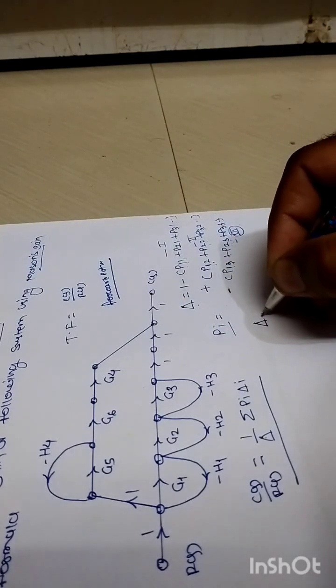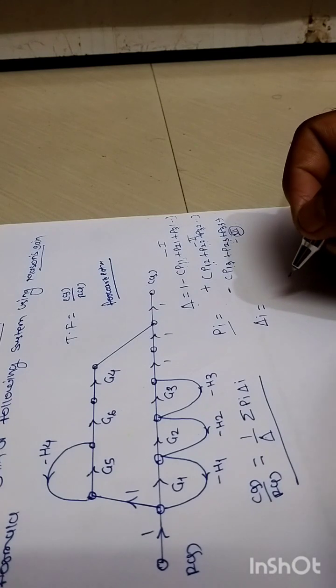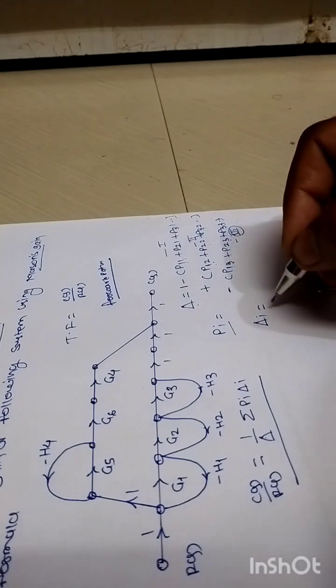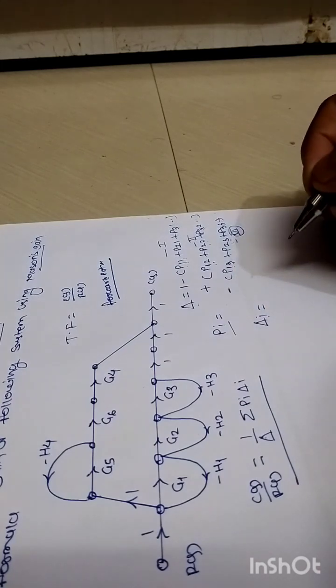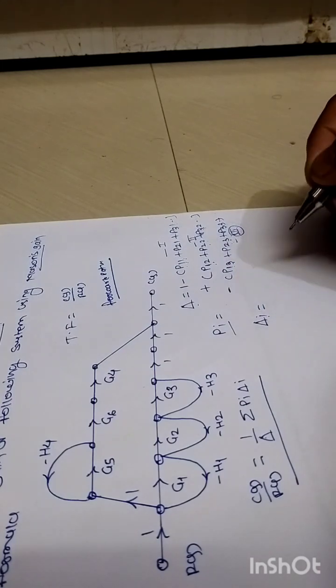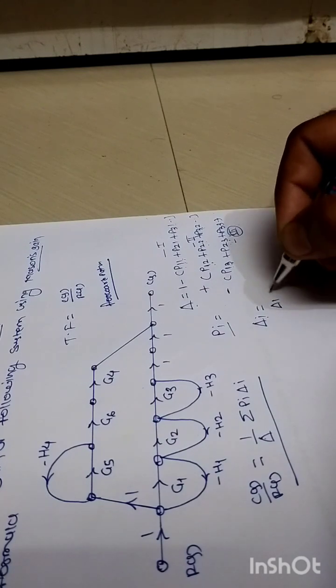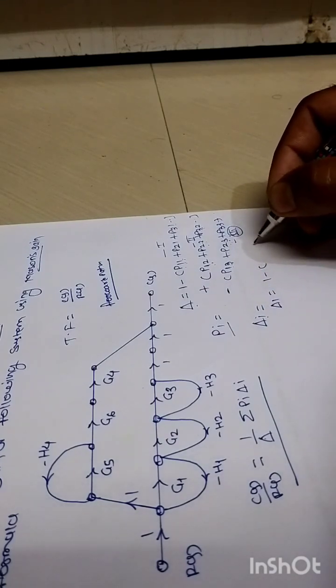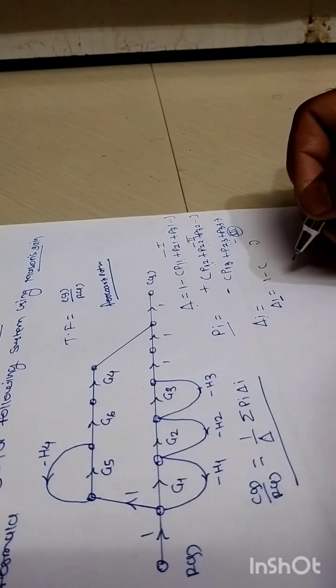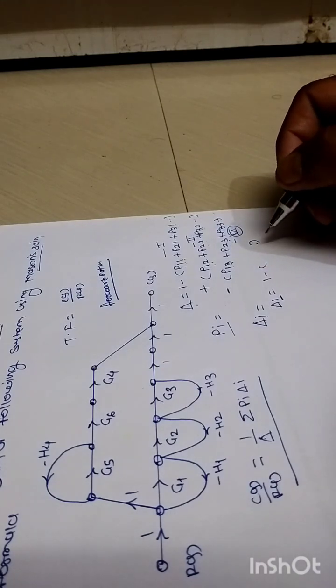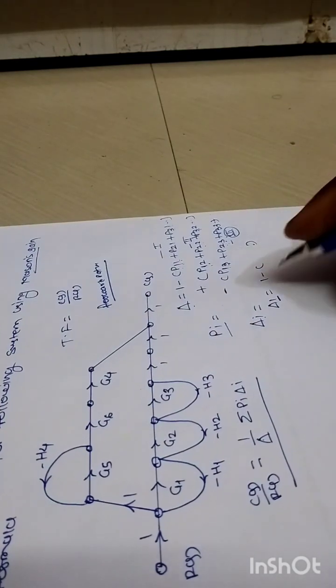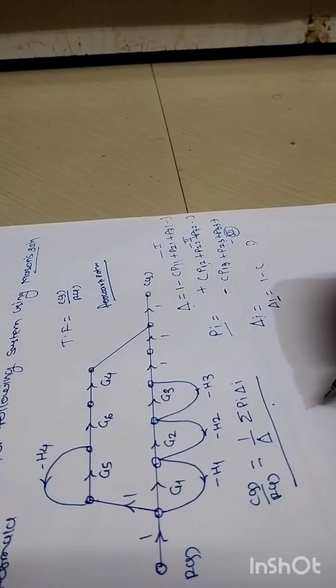After that, one more parameter we have is delta I. This delta I is nothing but the desired value of delta which does not touch the ith forward path. If it is delta 1, then delta 1 equals 1 minus the part of this signal flow graph which does not touch the first forward path, right? Later I will tell you the significance of this delta I. For the sake of this moment, this is how Mason's gain formula is used.